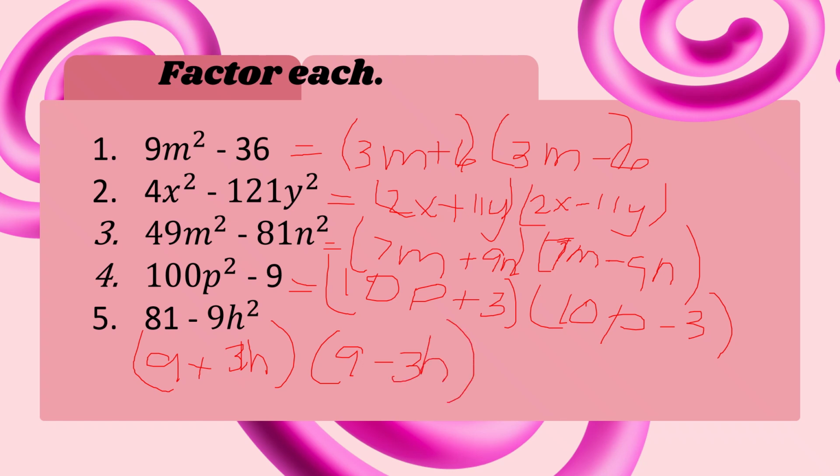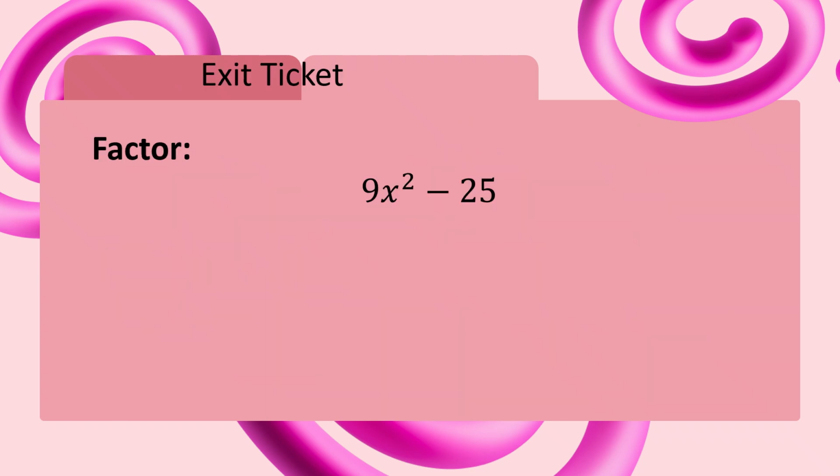Okay, let's continue. So, for the exit ticket, we have 3x, 3x, plus 5, minus 5. Okay.